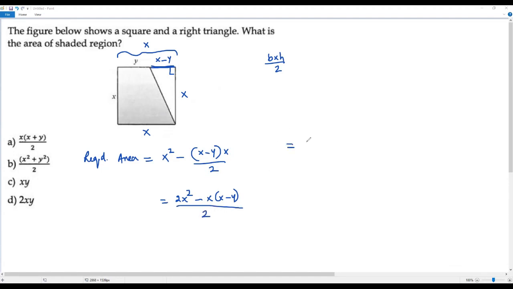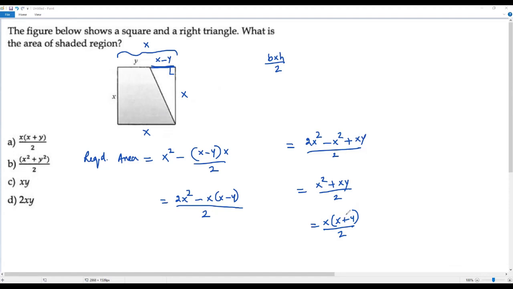Okay, now let's do some simplification. 2x square. We can distribute this negative x to this x and negative y. Then I'm getting negative x square positive xy divided by 2. When I combine 2x square and negative x square, I'm getting x square positive xy divided by 2. Okay, here for this one and this one, the greatest common divisor is x. We can factor x out. When we factor x out, we get x times x positive y inside the parenthesis, divided by 2.